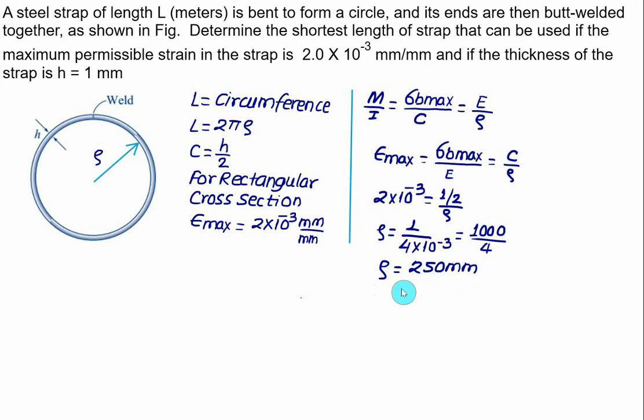Once we know the radius of curvature, we can calculate the length L. Length L is equal to 2 pi multiplied by rho, which is 250. So the approximate length required will be 1571 mm. That is equal to 1.571 meter.